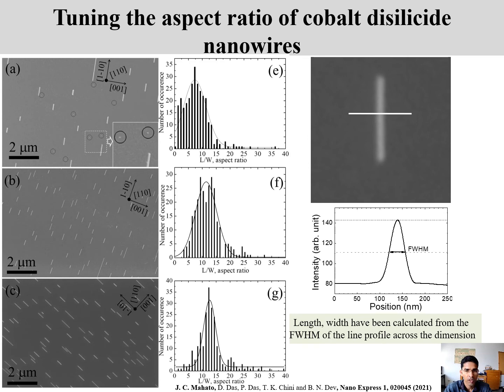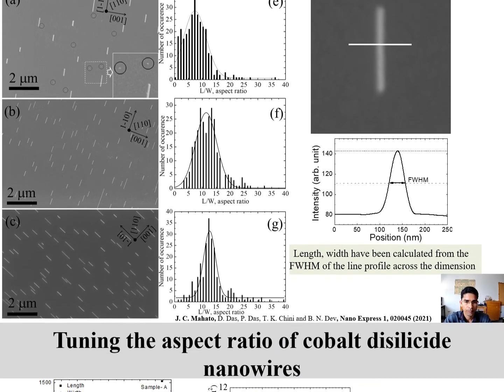We have calculated the length and aspect ratio and plotted it, and we found that when we increase the annealing duration, the aspect ratio increases from 7.4 for the first set of samples to 12.6 for the 70-minute annealed sample.